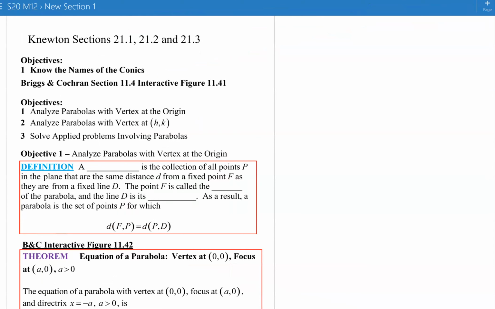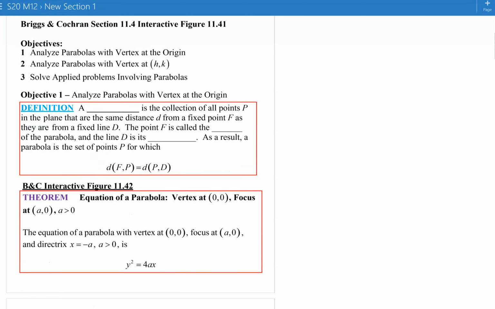So the first ones we're going to study are parabolas. We're going to start with the vertex at the origin, and then we're going to allow the vertex to be anywhere. And you'll see that the shifting works a little bit differently than it does with functions. And then we're going to look at an applied problem. Everybody will have applied problems. Each person's will be a little bit different.